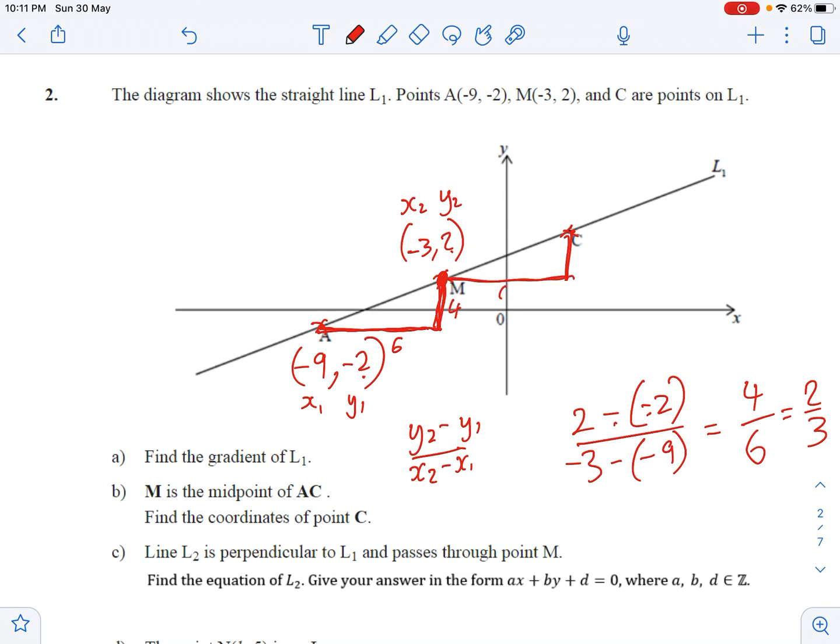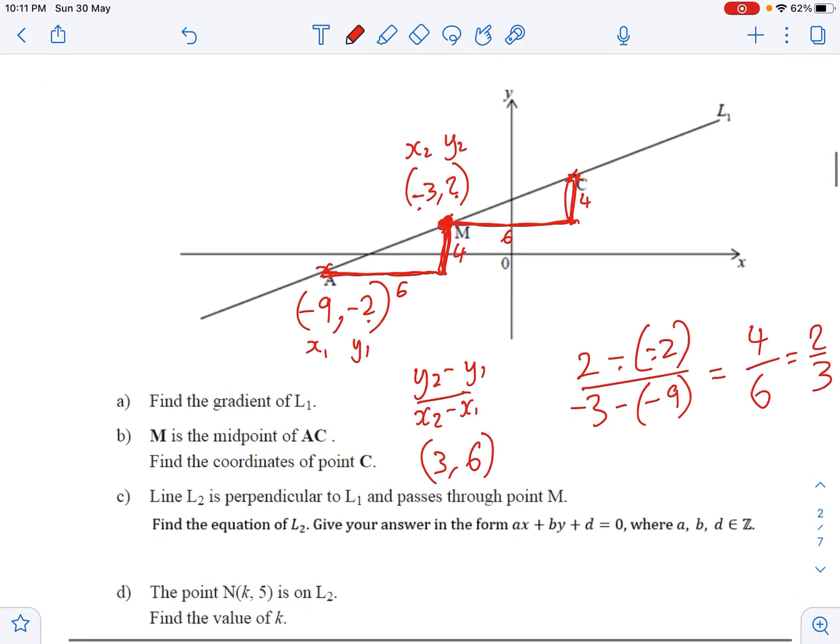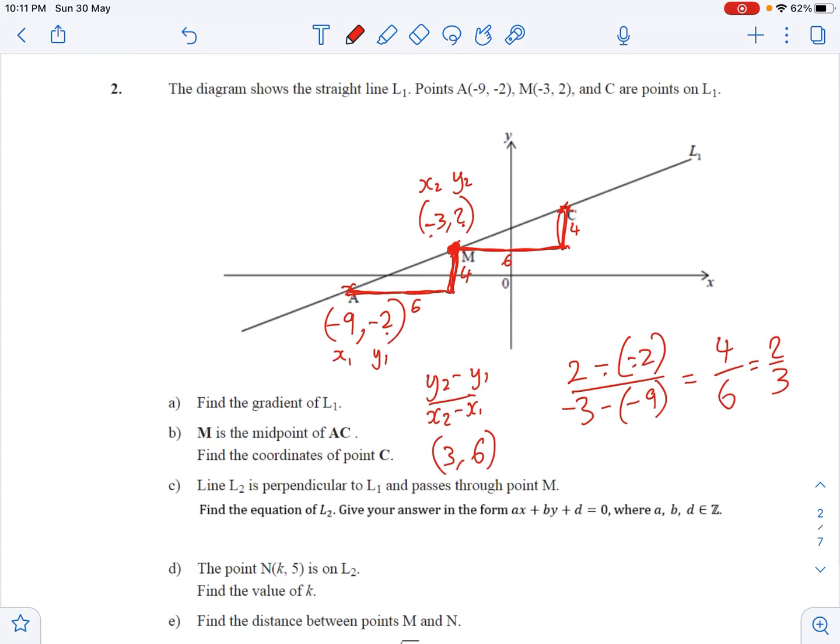So I've got to do the same again. Go along another 6 and go up another 4. So from -3, I add 6 along the x-axis, and I get to 3. And then from 2, I'm going up another 4, so I get 6. I think that's the easiest way to do it, but yeah, you could work backwards from the midpoint formula. This is just one way to do it.